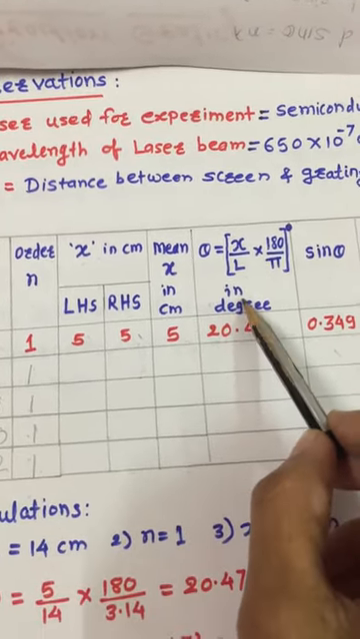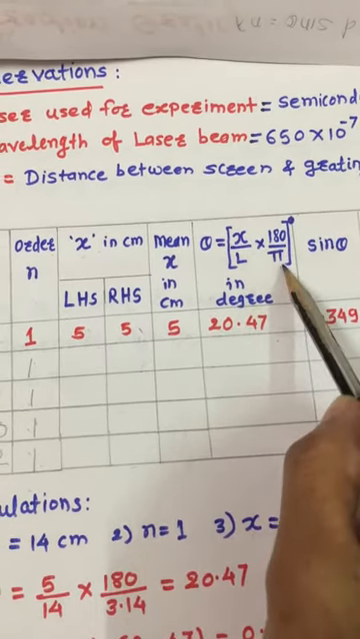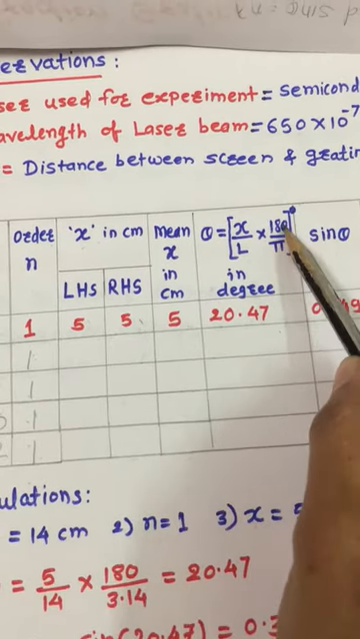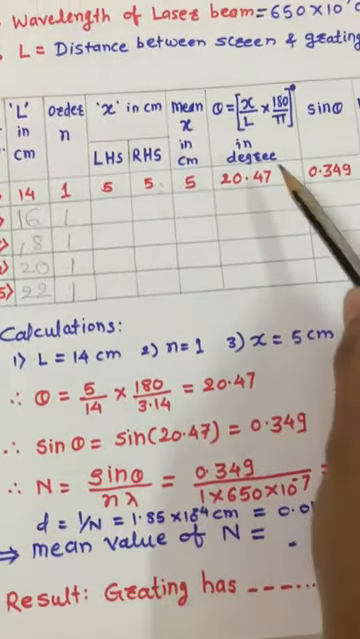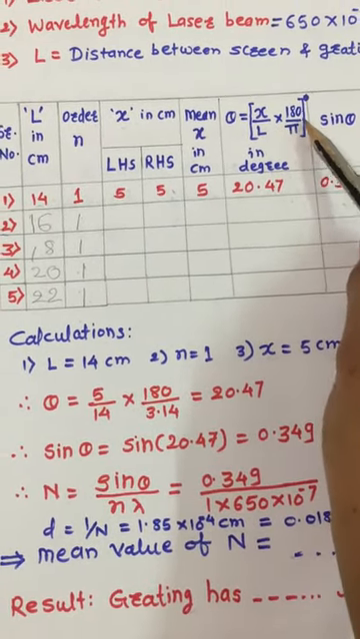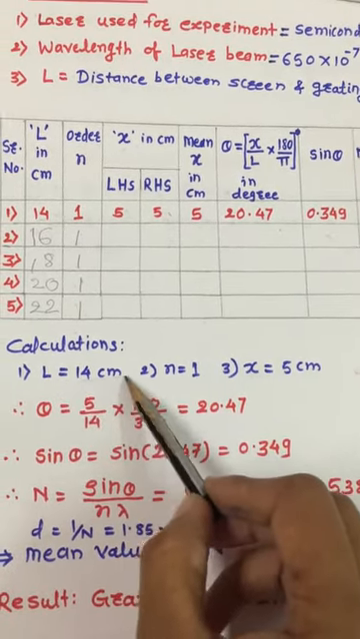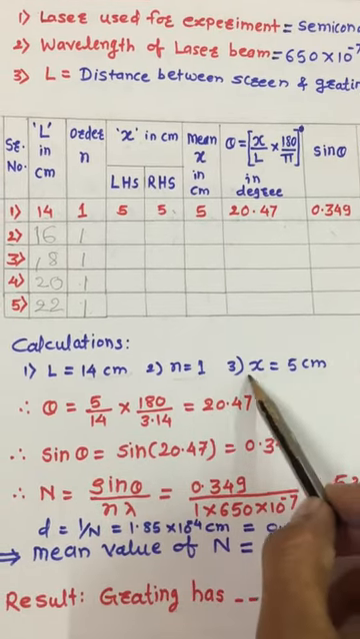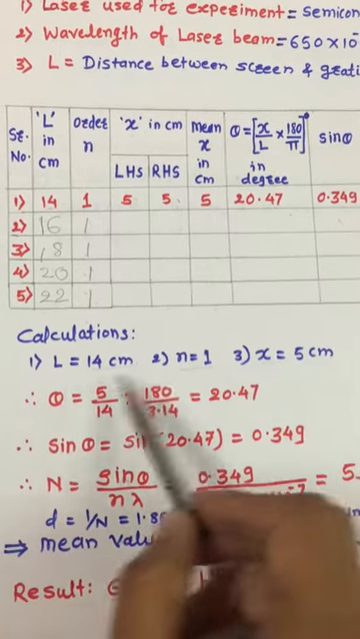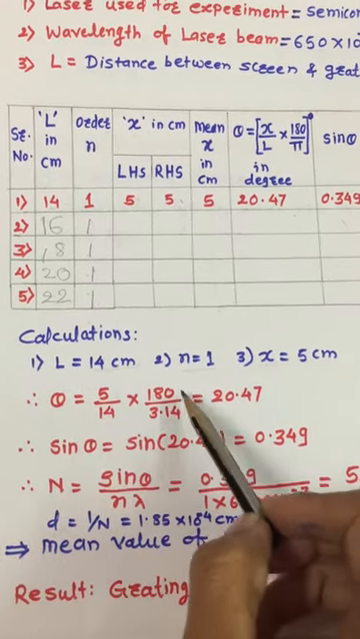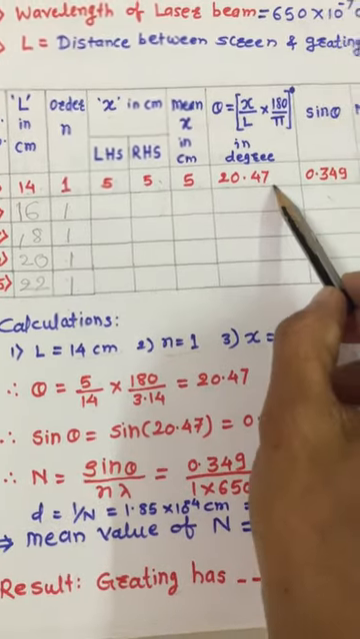Then the theta value is calculated by the trigonometric method, that is x upon L into 180 by pi, in degrees; 180 by pi is used for degrees. So using the formula x upon L into 180 upon pi, theta is equal to, as L value is 14, n is 1, x is 5 centimeter, 5 upon 14 into 180 upon pi, and the value comes out to be 20.47, which I mentioned here.